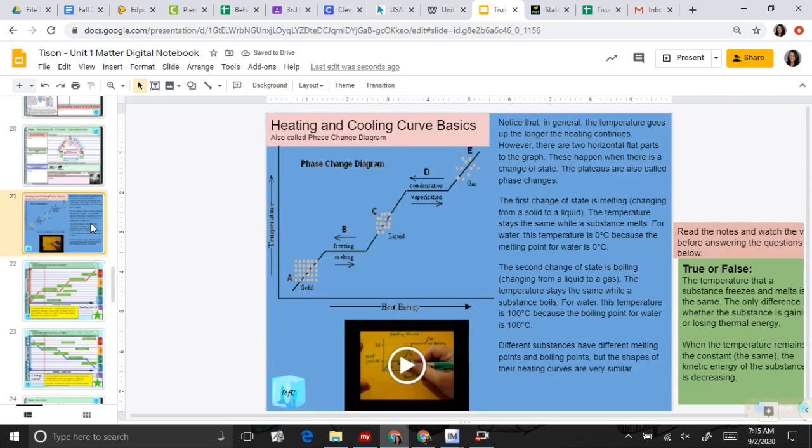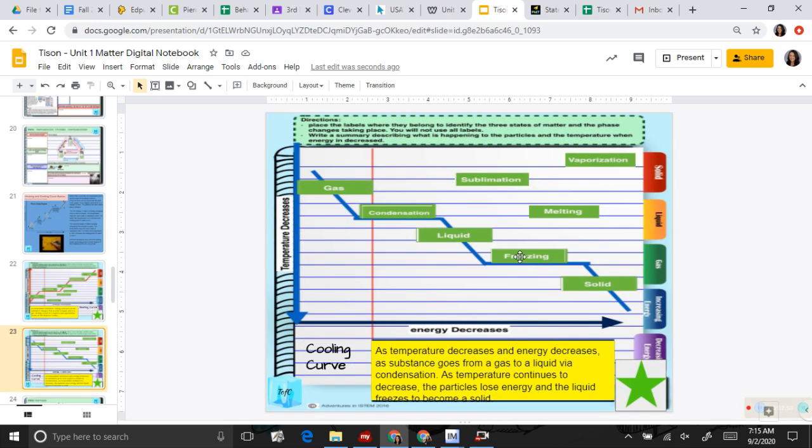So you can see in your phase change diagrams, if you read all of this here, you'll notice that when we move from our solid to our liquid to our gas, we are increasing heat energy and the particles are increasing in kinetic energy. But when we go from our gas to our liquid to our solid, we have to cool it down. Temperature is decreasing, energy is decreasing.